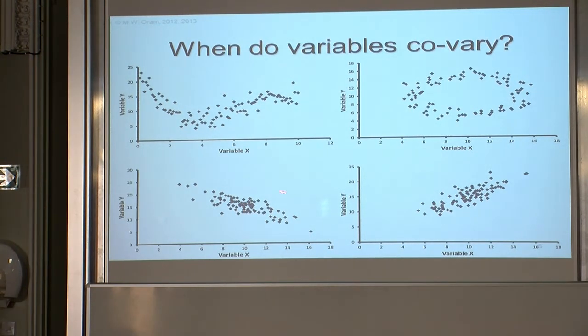These bottom two are the more standard forms of that, where there's a very simple, easy to spot linear relationship. In this case, as x increases, y tends to decrease, and the reverse here. Okay, so that's what we mean by covary.